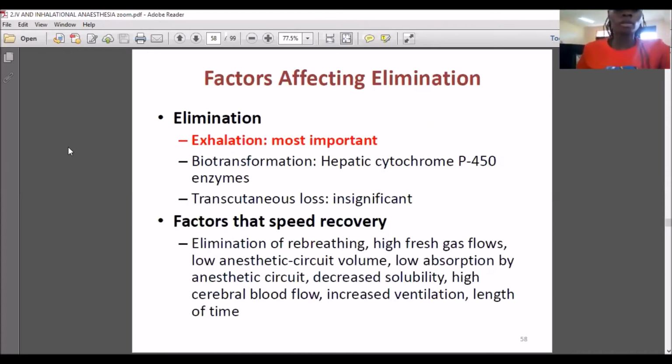Okay, so factors affecting elimination. First, we're going to talk about the elimination. Exhalation is the most important. Biotransformation, hepatic cytochrome P450 enzymes. Then there's transcutaneous loss, which is insignificant in elimination. Factors that speed recovery: elimination of rebreathing, high fresh gas flows, low anesthetic circuit volume, low absorption by anesthetic circuit, then decreased solubility, high cerebral blood flow.